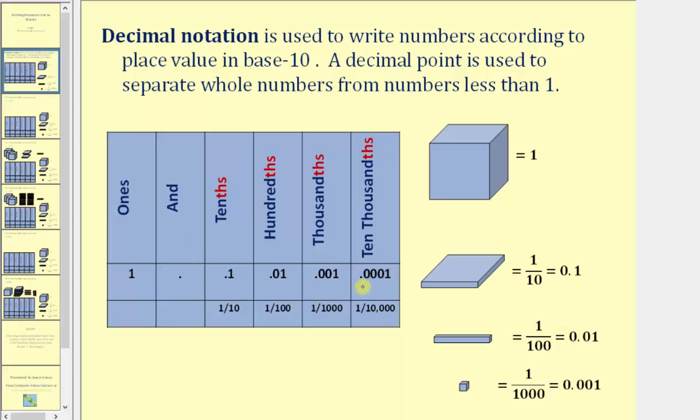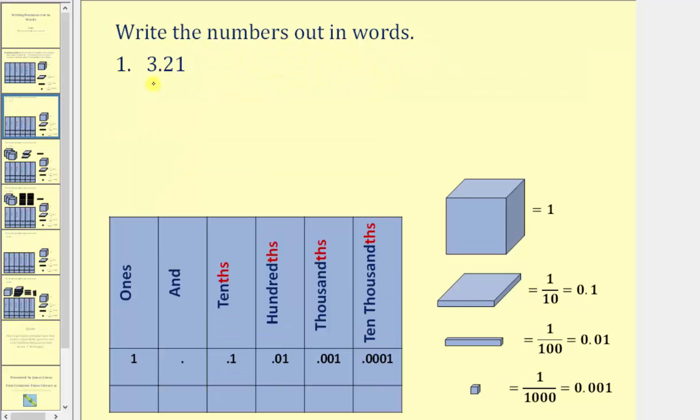Looking at our place value chart, one digit to the right of the decimal point is the tenths, followed by the hundredths, thousandths, ten-thousandths, and so on. Let's look at our first example. Here we have 3.21, and we're asked to write the number out in words.